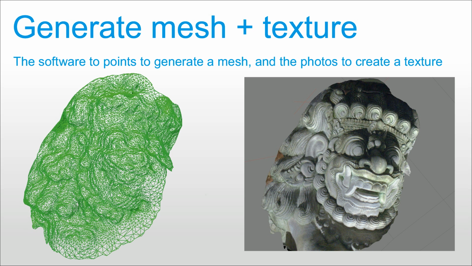With the dense points in place, the software can construct a mesh to represent the surface. A mesh is an approximation of a natural surface made out of small triangles. You can see the mesh offered for the model of the Balinese statue on the left. I only used 4 photos for this, so it's not very detailed.